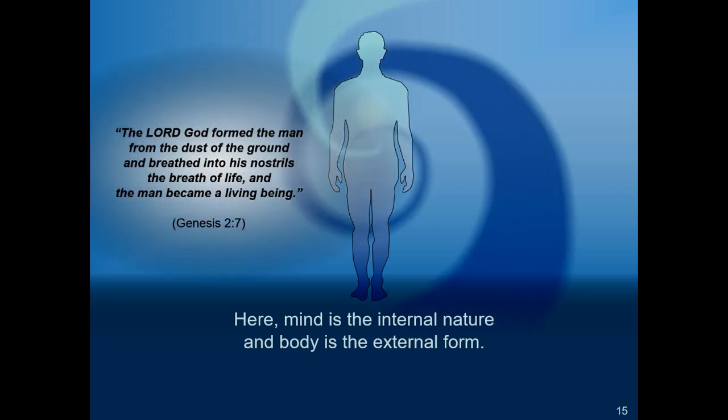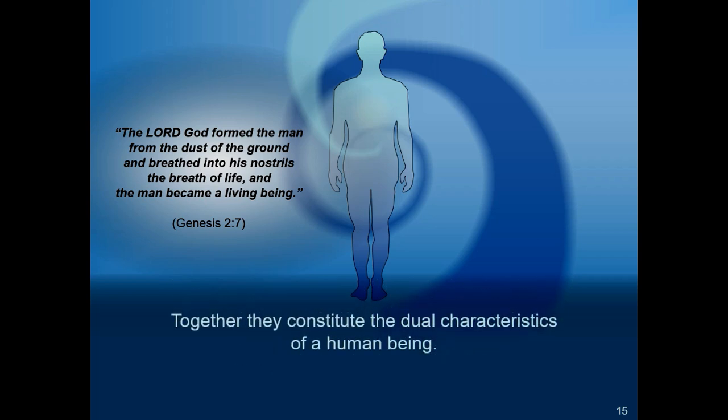Genesis chapter 2, verse 7 says, "The Lord God formed the man from the dust of the ground and breathed into his nostrils the breath of life, and the man became a living being." Together they constitute the dual characteristics of a human being. The mind and body together: the human being is a combination of those two dual characteristics. So the human being has dual characteristics, a duality.